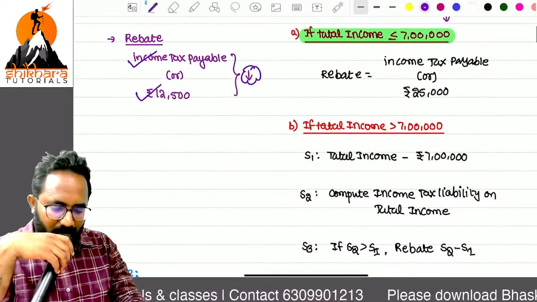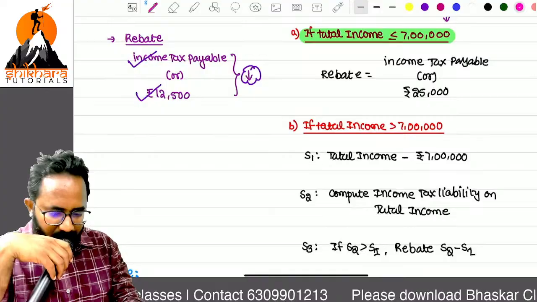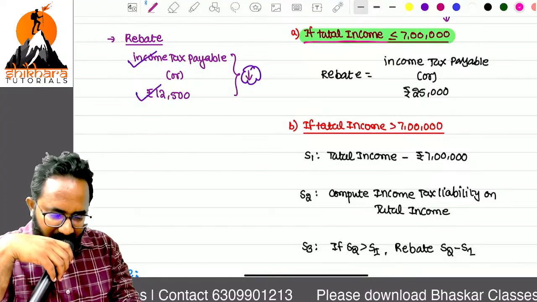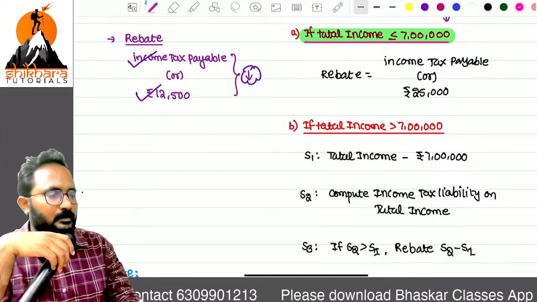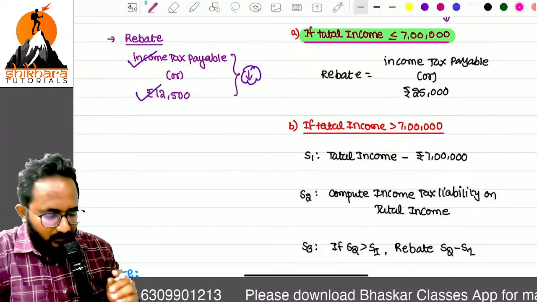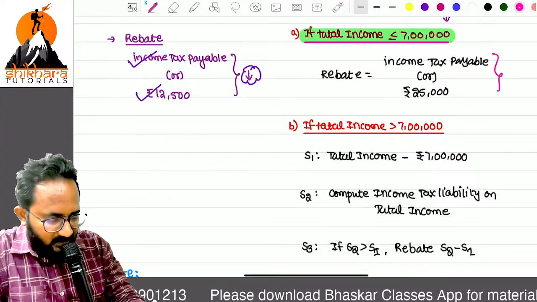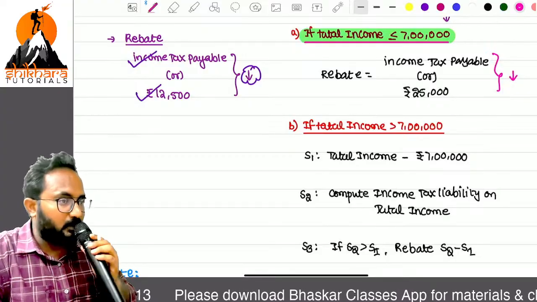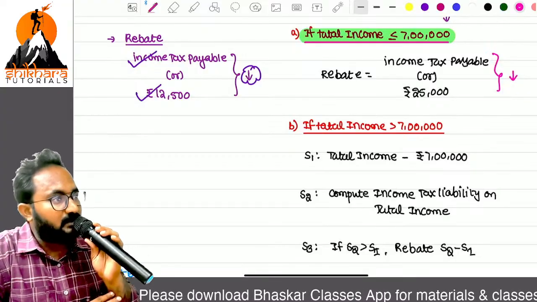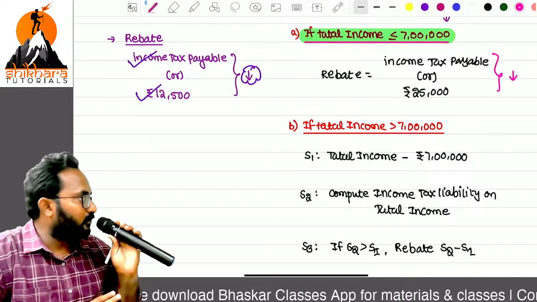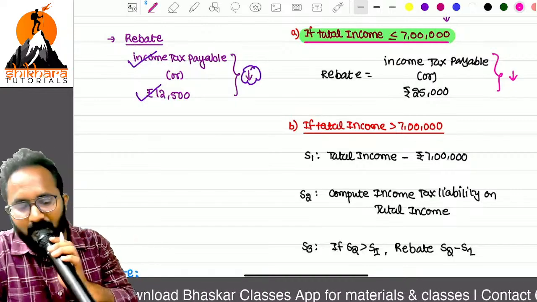Our total income, yes, total income is less than or equal to 7 lakh. So then in this regime they are giving the rebate: income tax payable or 25,000, whichever is what, ma'am? Lower. The arrow is missed. Yes, you have to place it: whichever is lower.